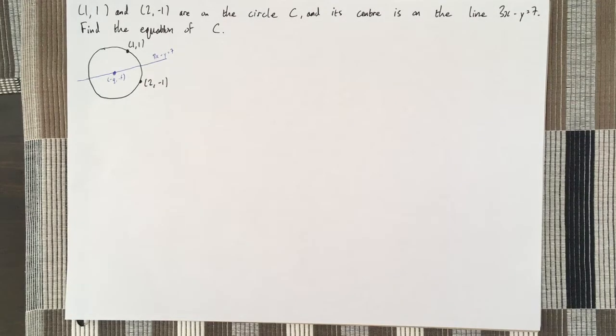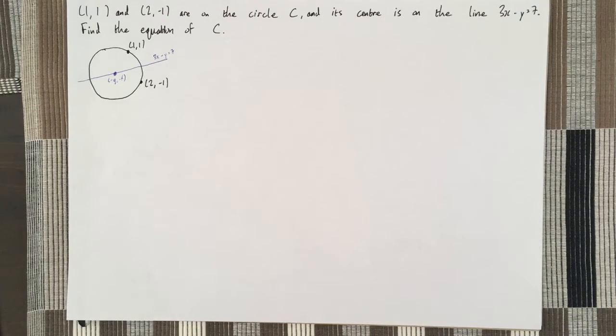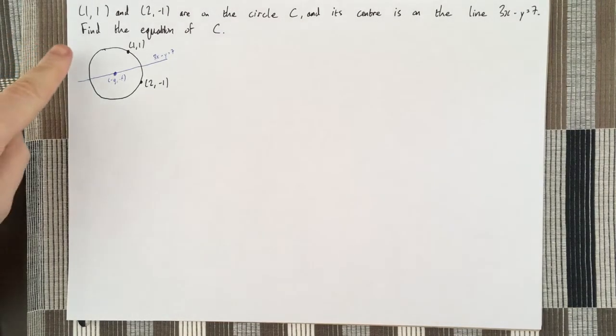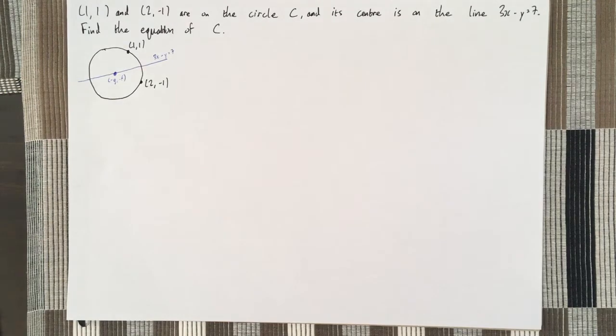All right, so another example here where I have to use the G, F, and C equation to get the equation of a circle in GFC form. I'm given (1, 1) and (2, -1), two points on the circle, and I'm told that its center is on the line 3x - y = 7, and to just find the equation of the circle.